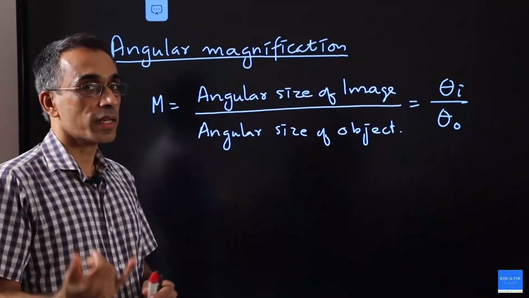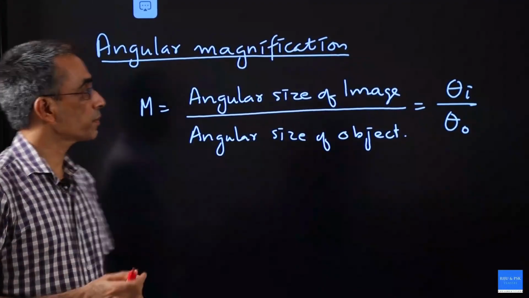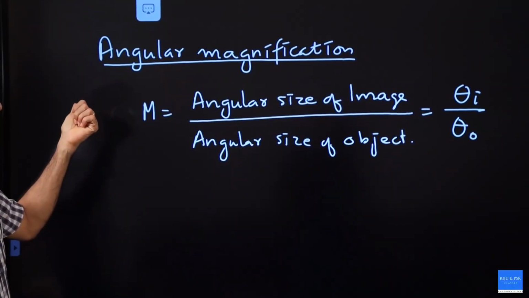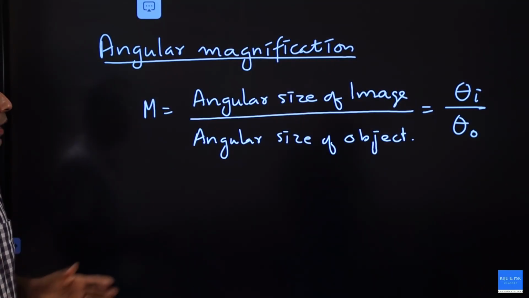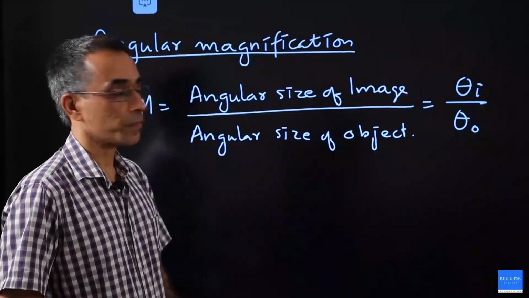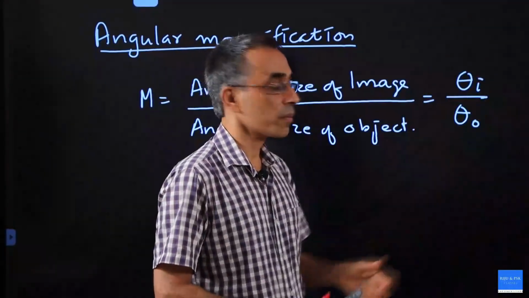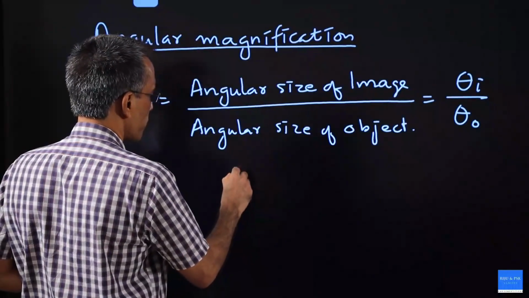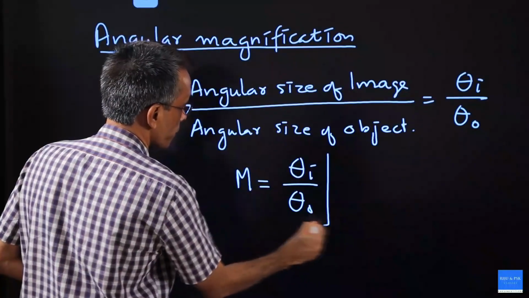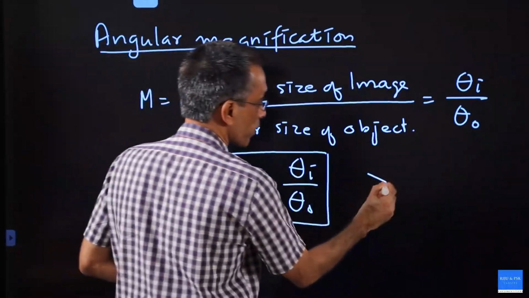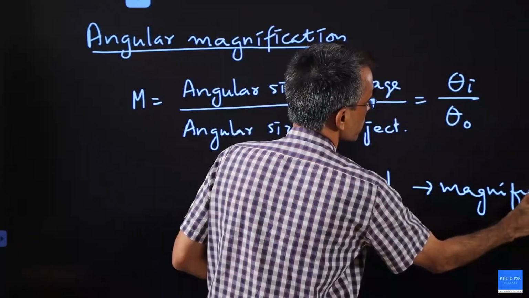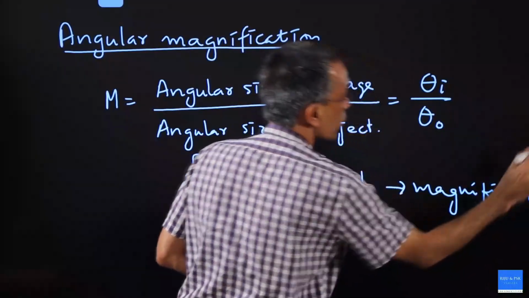In optical instruments like the simple microscope, compound microscope and telescope, we use a term called angular magnification, which is the ratio of the angular size of the image to the angular size of the object. This is generally written as theta I by theta O. So magnifying power m is equal to theta I by theta O. If this is greater than 1, we say it is a magnified image.